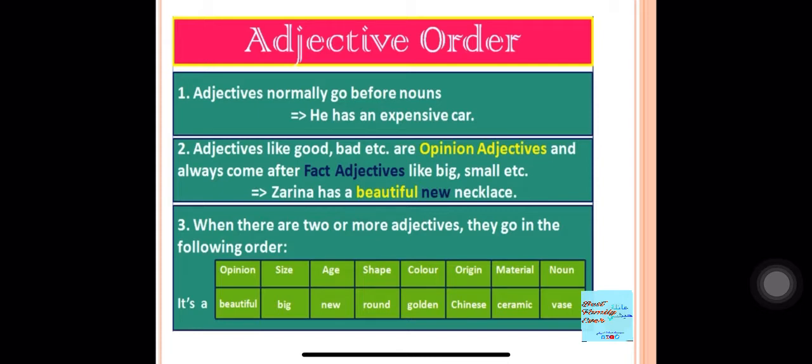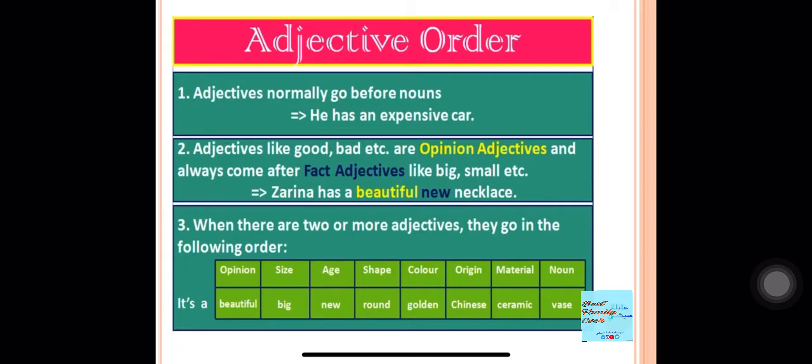Number 3. When there are 2 or more adjectives, they go in the following order. Okay, so if we go back to number 1, he has an expensive car. In this example, we had only one adjective, so there is no ordering here. There is no adjective word order because we have only one adjective. Now let's go back to number 3. When there are 2 or more adjectives, they go in the following order.